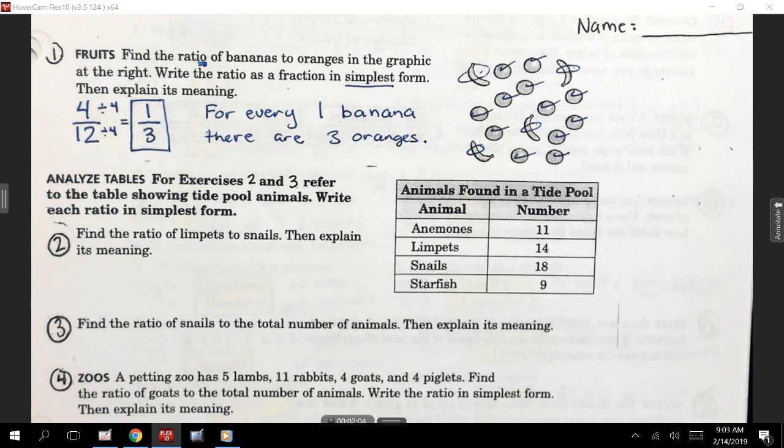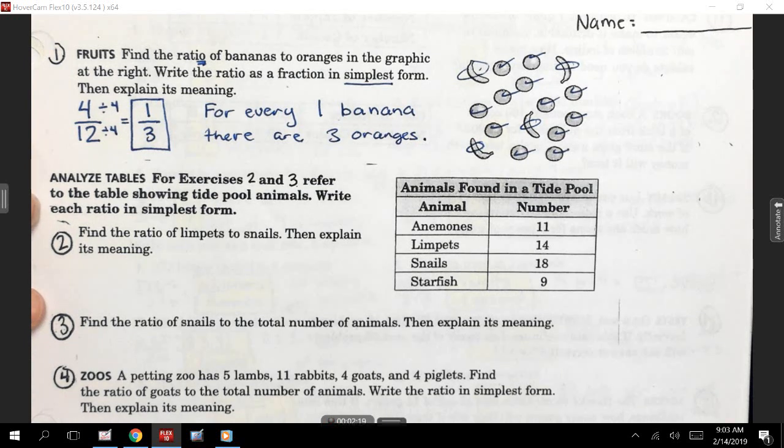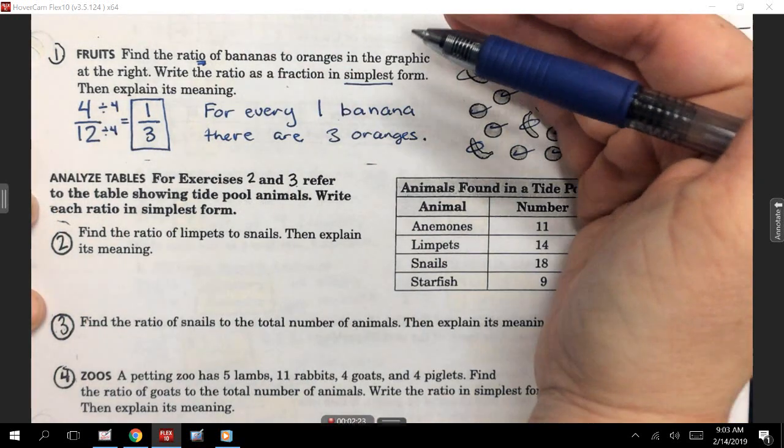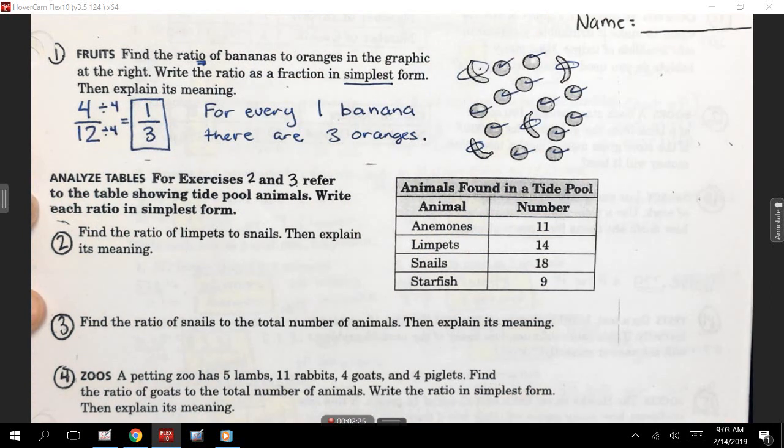Does it say 1 banana for every 3 oranges? Give me the whole sentence. Like, the whole thing. Okay. All right. Because we want to show both of them can repeat. Does that make sense? Because in a ratio, it's not just the one thing. They can both go. So I'm saying for every and there are.